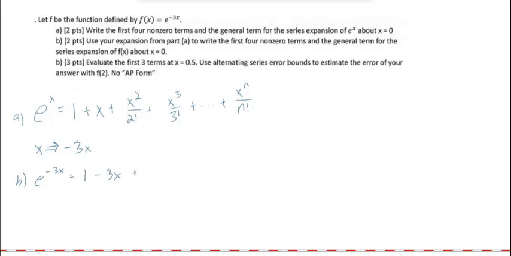And then I get plus negative 3x squared over 2 factorial. And then plus negative 3x cubed over 3 factorial. And then plus dot dot dot negative 3x to the n over n factorial. And, you know, it's up to you if you simplify this or not. I'm going to simplify some things here.